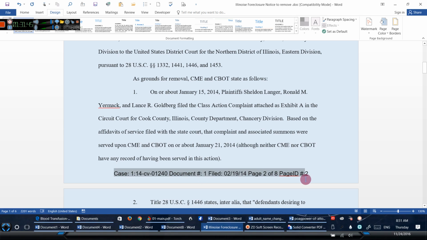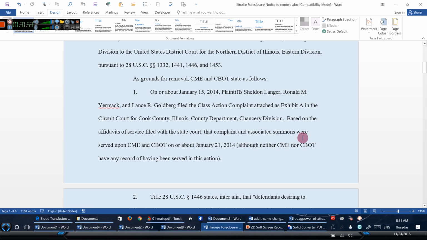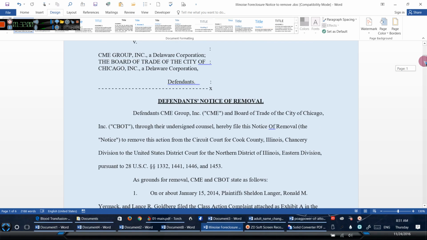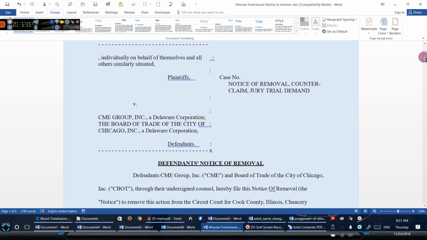let's get rid of this one too. Eventually I'll get rid of all of them, but for right now, I see it in front of me. I'll get rid of it now because I will reshape this whole document. Okay, but for right now, I'm telling you how you don't have to do a lot of typing. The only thing I have to do is edit. Notice of removal, counterclaim, jury trial demand.